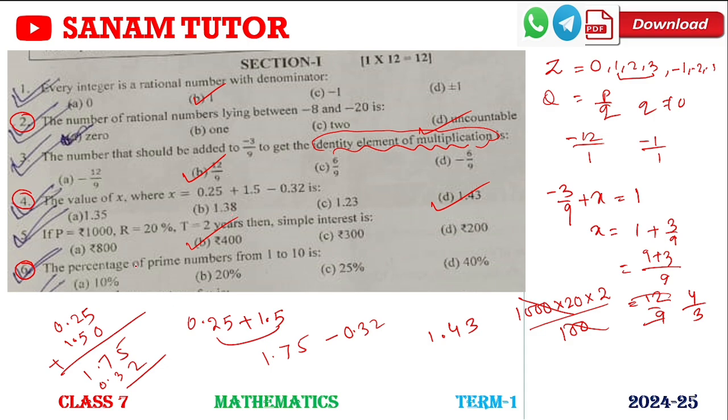Now the percentage of prime numbers, this question was directly repeated from my video. The percentage of prime numbers from 1 to 10. How many prime numbers are there from 1 to 10? They are 2, 3, 5, 7. So 1, 2, 3, 4. So 4 divided by the total numbers, which is 10, into 100, because when we find the percentage we multiply by 100. 10 tens are 100, 10 fours are 40. So the answer is 40%.